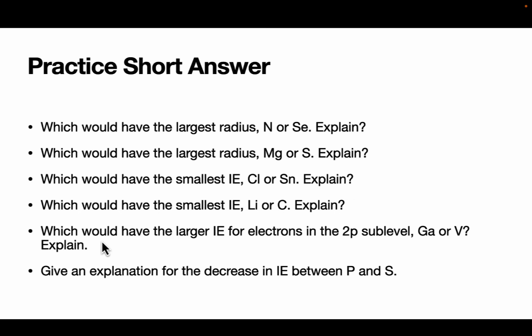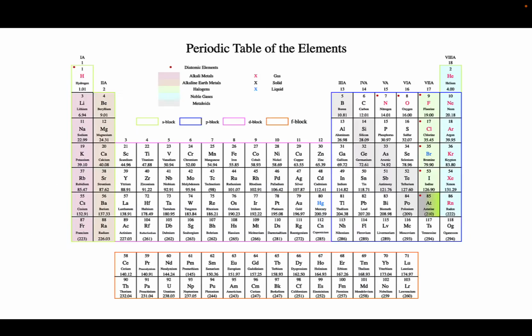Explain. In this case, again, we're going to go look at where they're at. We have gallium in the fourth period. We also have vanadium in the fourth period. So both of them are going to have electrons in the 2p. Now the 2p electrons are represented by this row up here. So both of them are going to have electrons in the 2p sublevel.